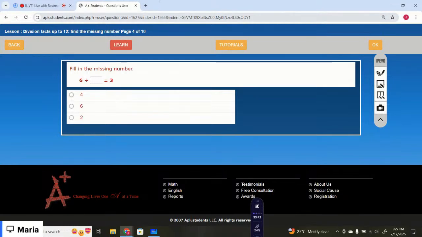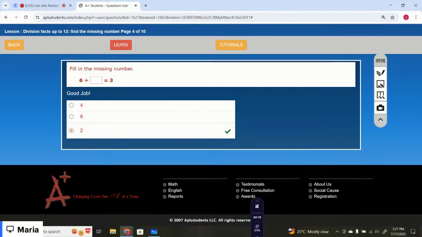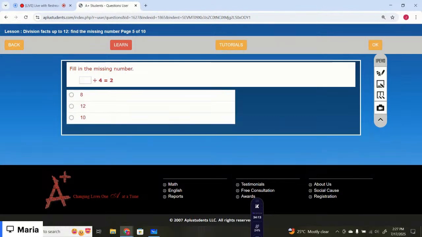Fill in the missing number. 6 divided by what number equals 3? 6 divided by 2 equals 3. Option number 3 is the correct option. That is 6 divided by 2 is 3. Option number 3 is the correct option.